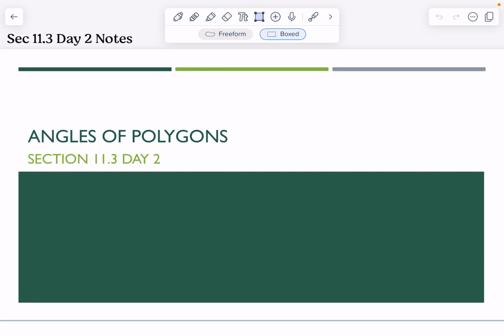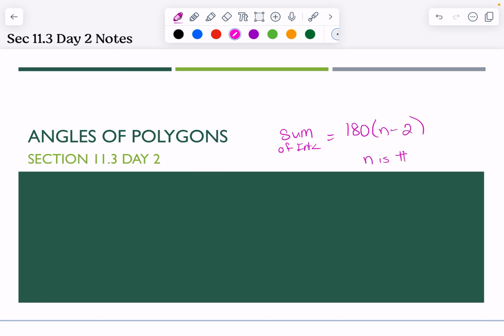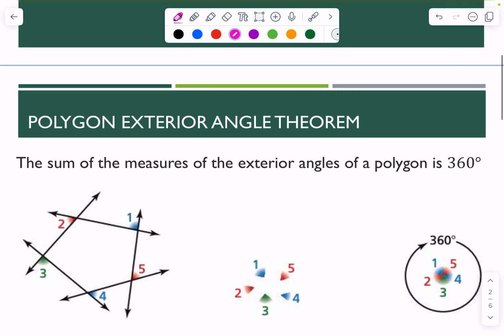We're continuing here on chapter 11, talking about angles of polygons. If you remember yesterday, we talked about the sum of the interior angles of a polygon. And that formula, if you remember, for the sum of interior angles, that is 180 times n minus 2, where n is the number of sides. So now we're going to take that a step further, and we're going to talk about some exterior angles.